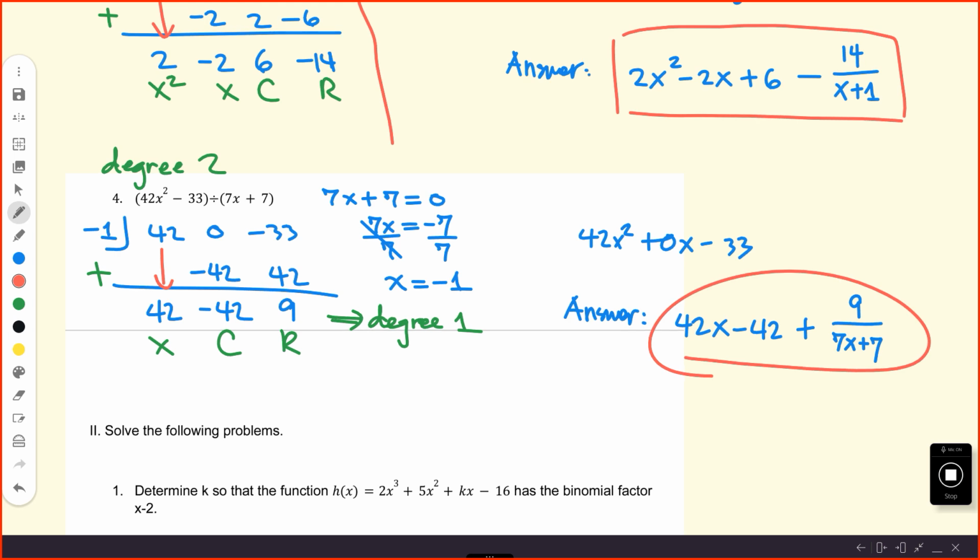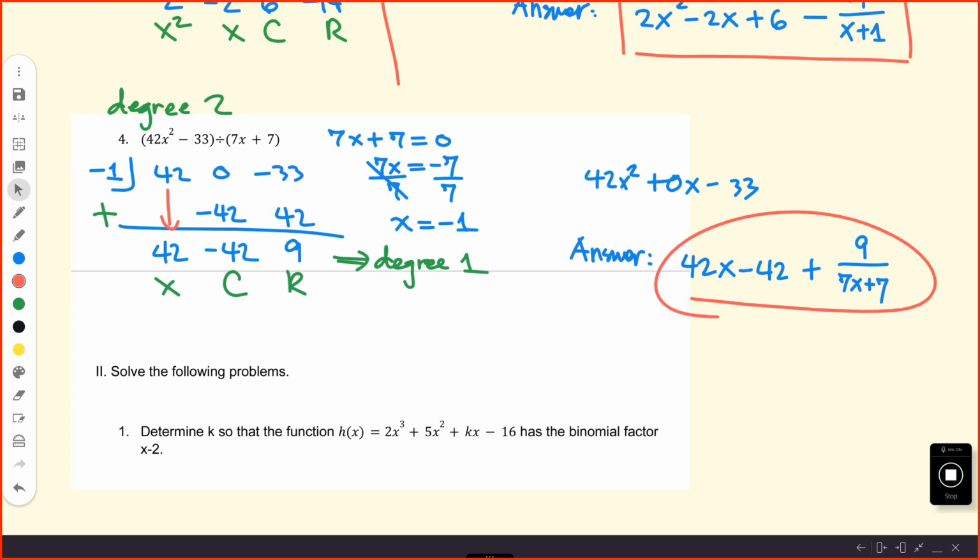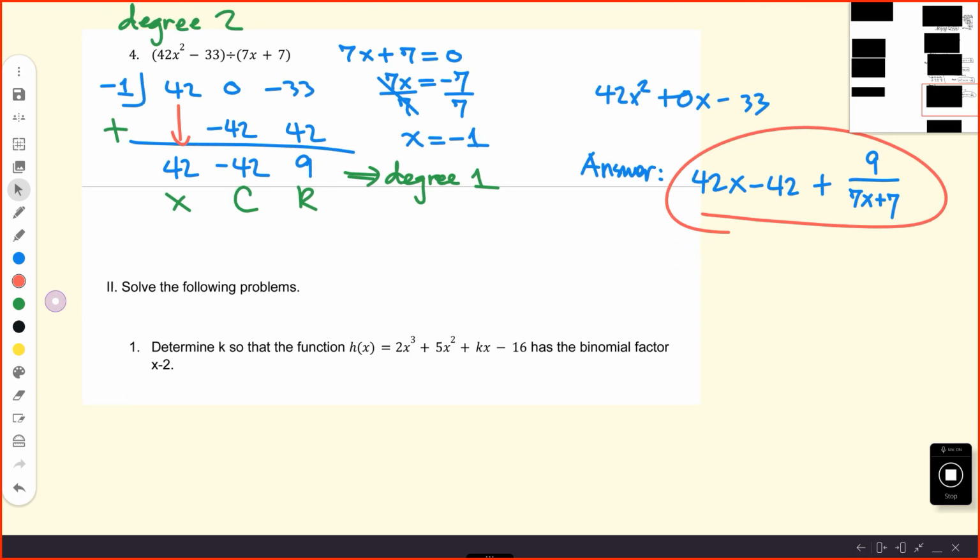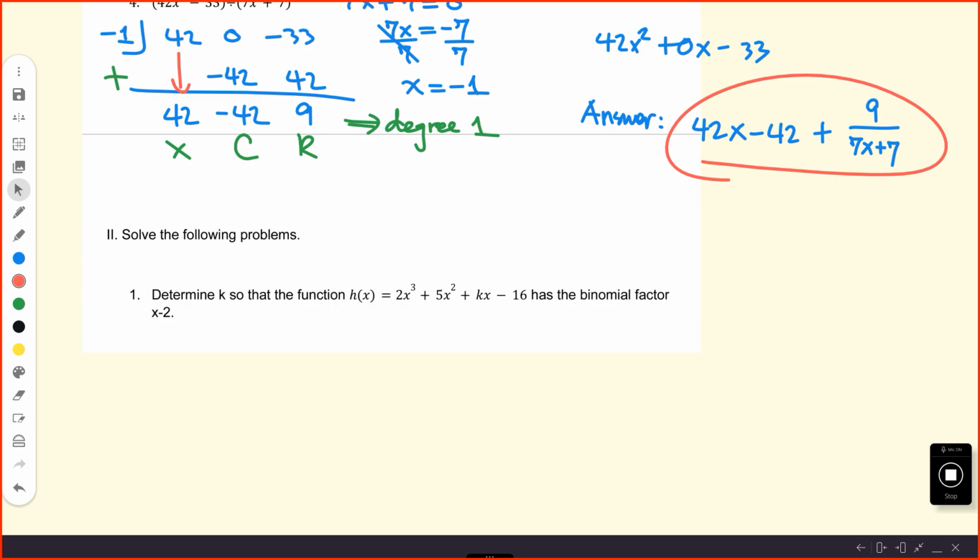Any question? It's easier, right? But again, you can only use this with 2 terms in your divisor. All right, so for part 2, this is a common problem that we see in the release questions in the EOC. So some of the questions might be this, right?